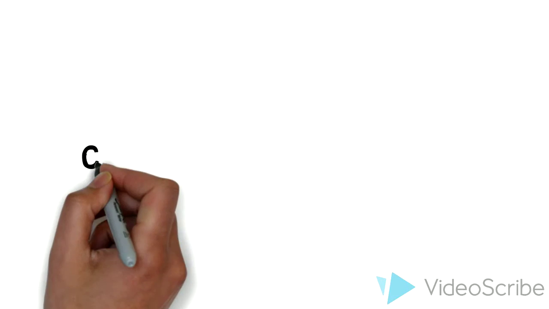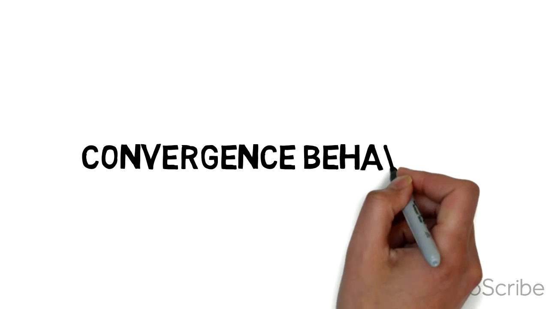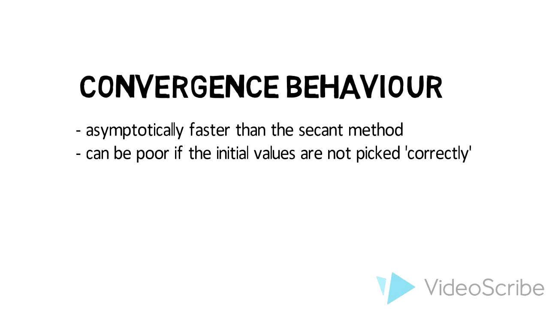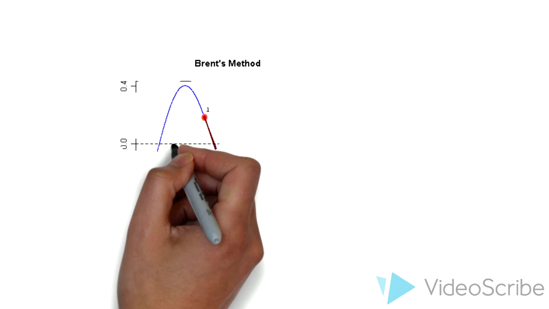So now let's look at the convergence behavior. The convergence for the inverse quadratic interpolation method is asymptotically faster than the secant method, but the method can become very poor if the initial values are not picked close enough to the solution. This is one major disadvantage of the method. With this concern of stability, if the initial values aren't picked correctly, the inverse quadratic interpolation method is usually used alongside other methods, for example, Brent's method.